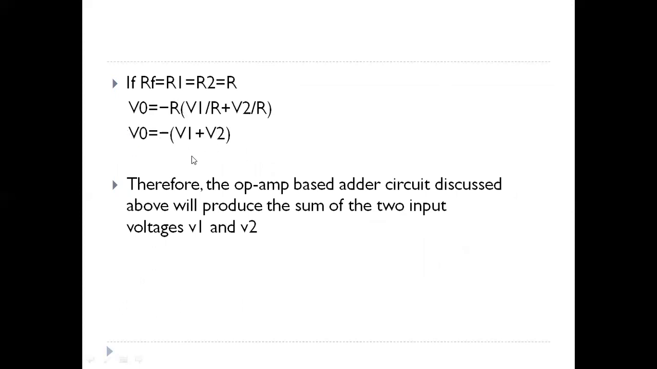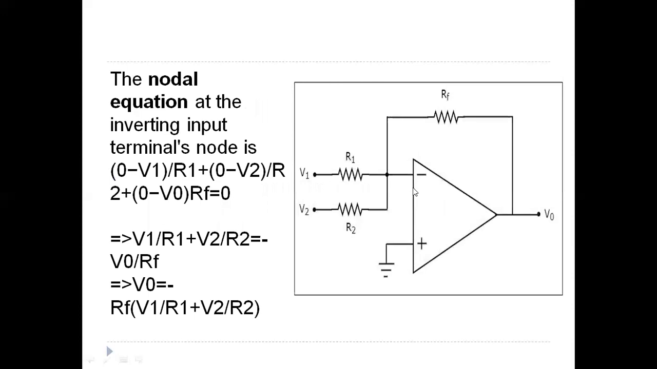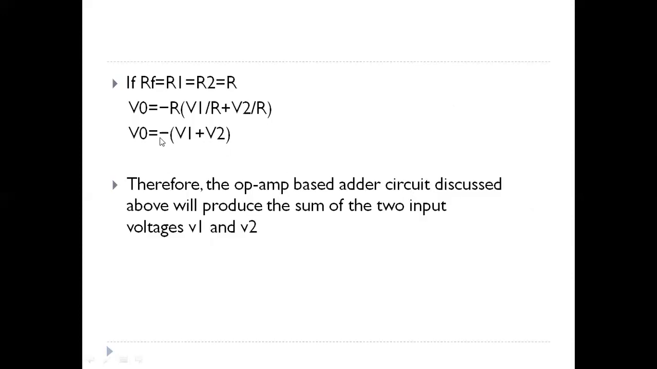So this is the output voltage of the inverting summing amplifier, because here we are applying the inputs to the inverting terminal of the op amp. So that's why you get a negative sign here. That means the output is 180 degrees out of phase with the input.